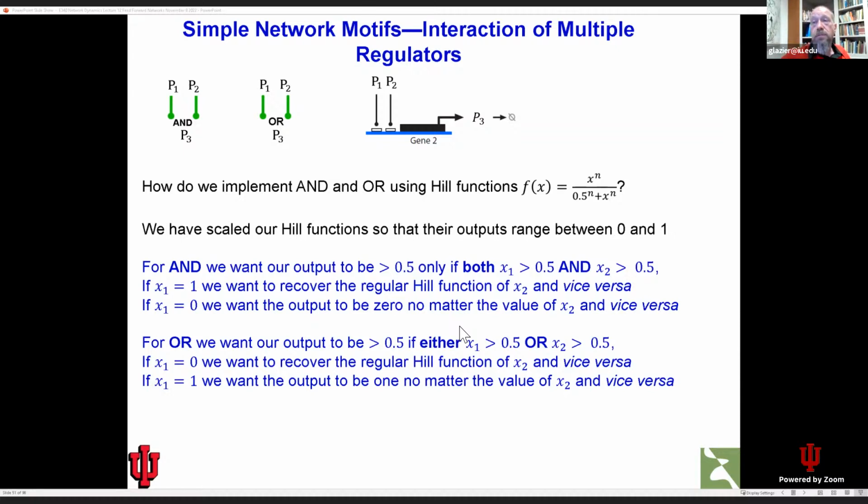For OR, we want our output to be bigger than a half if either x1 is bigger than a half or x2 is bigger than a half. If x1 is 0, we should get the Hill function for x2. If x1 is 1, we should always get 1. Does that make sense? I want you to take a minute to think about that, because it's easy to say, but it takes a little bit of thought.